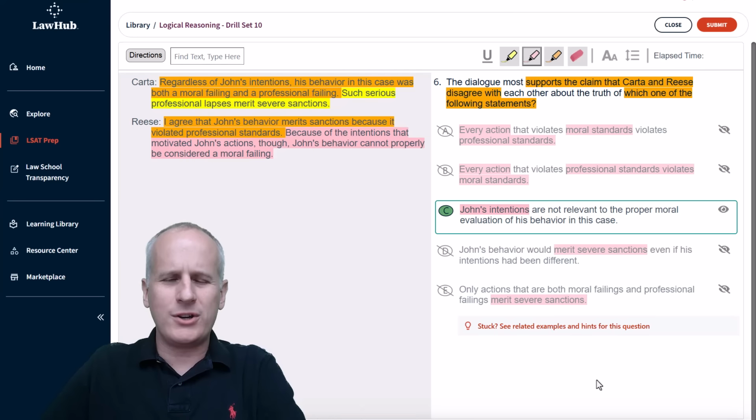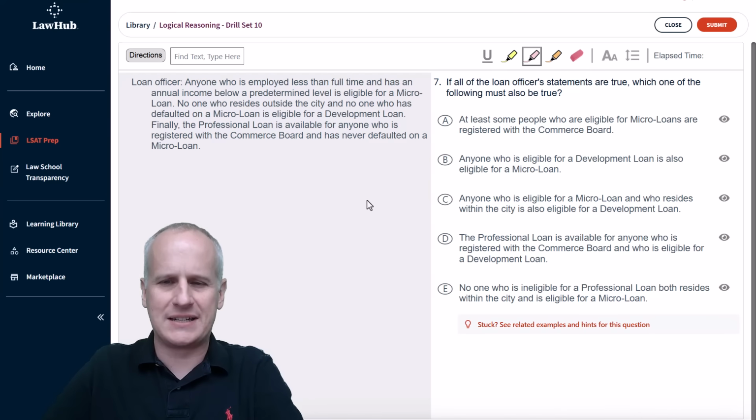Moving on from question 6 into the back half of logical reasoning drill set number 10 over at lawhub.lsac.org with question number 7. We've got a highlight tool ready to go as always, and we read the question stem first. It states, if all of the loan officer's statements are true, which one of the following must also be true? So we've got an inference task here.